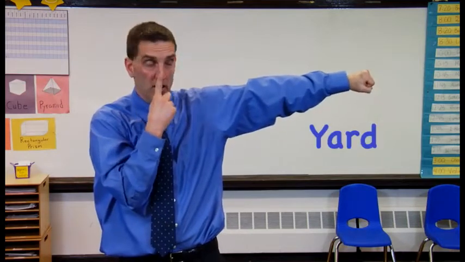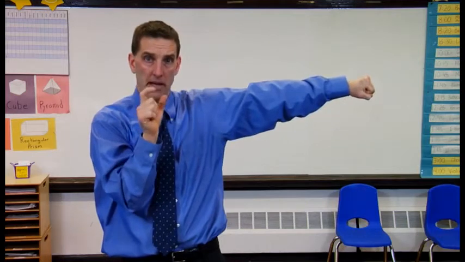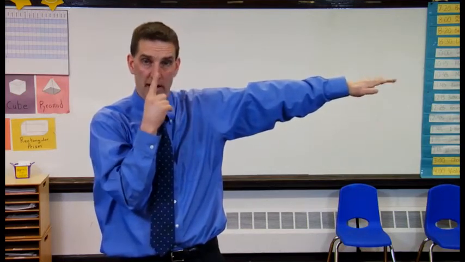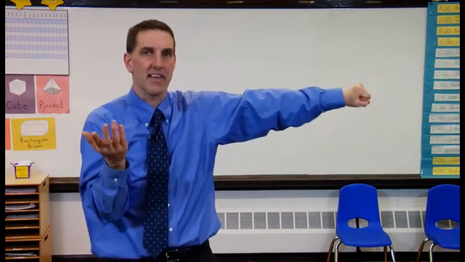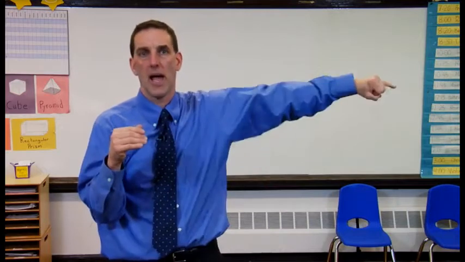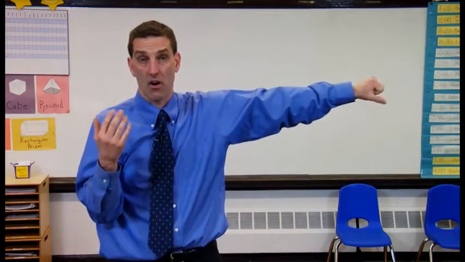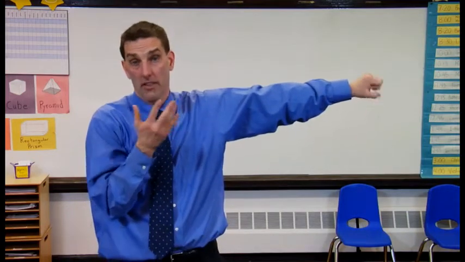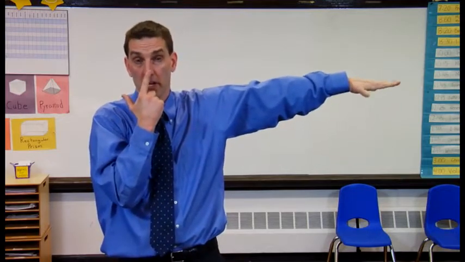Then yard. See how I curled my fingers in there? Because a yard is a little shorter than a meter. A yard is 36 inches. A meter is approximately 39 inches. So meter, yard, meter, yard. Often I say to kids, meter is a longer word, M-E-T-E-R, and yard is a shorter word, Y-A-R-D. So I get this idea that meter is a longer word than yard, and it's also a longer unit of measurement. Meter, yard, meter, yard.